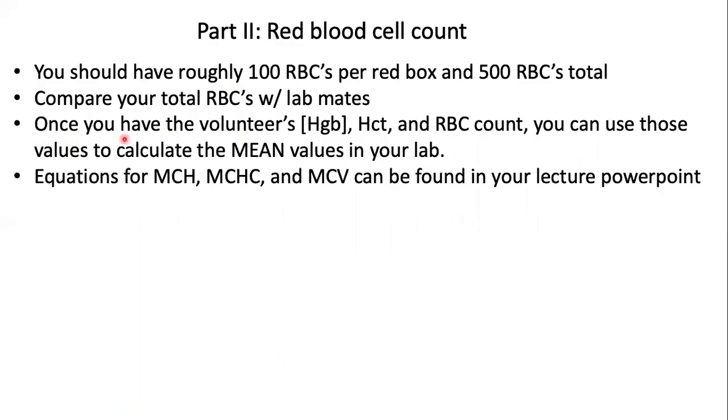Once you have your volunteer's hemoglobin concentration, hematocrit, and red blood cell count, I then want you to use those to calculate the mean values on the back page of your lab. It might be hard to read the equations in the handout, so use the equations for these calculations in your lecture PowerPoint. All of the stuff that I've discussed in this lab is fair game. So you want to be thinking about what I could have you identify, what I could have you do, could I have you read hematocrit, et cetera, for the lab exam coming up.